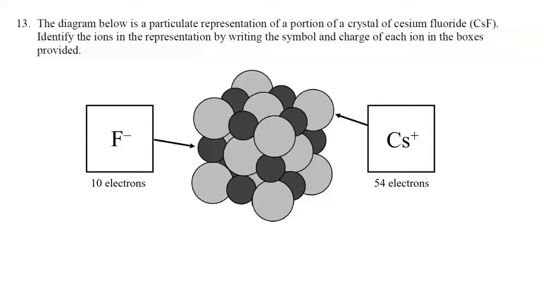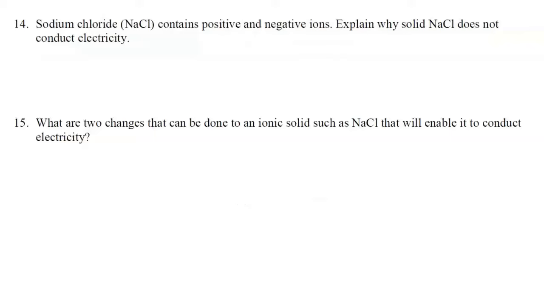All right, let's take a look at question 14. Sodium chloride, NaCl, contains positive and negative ions. Explain why solid NaCl does not conduct electricity. And then question 15, what are 2 changes that can be done to an ionic solid, such as NaCl, that will enable it to conduct electricity?